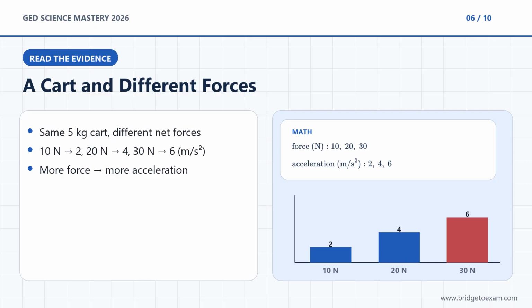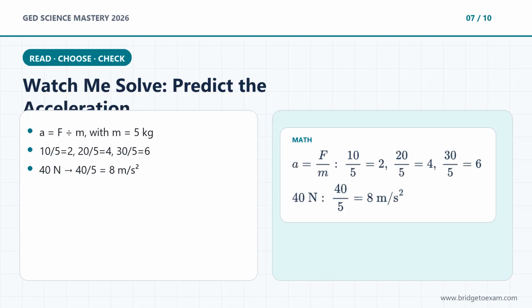A student pushed the same 5-kilogram cart with different net forces and measured how quickly it sped up, its acceleration. Look at the bars, which show acceleration. With a 10 Newton force, the cart accelerated at 2 meters per second squared. With 20 newtons, 4. With 30 newtons, 6. Notice the pattern climbing steadily. Every time the force goes up, the acceleration goes up right along with it, in perfect step. Let's find the pattern and make a prediction. What relationship do the data show, and what acceleration would 40 newtons produce?